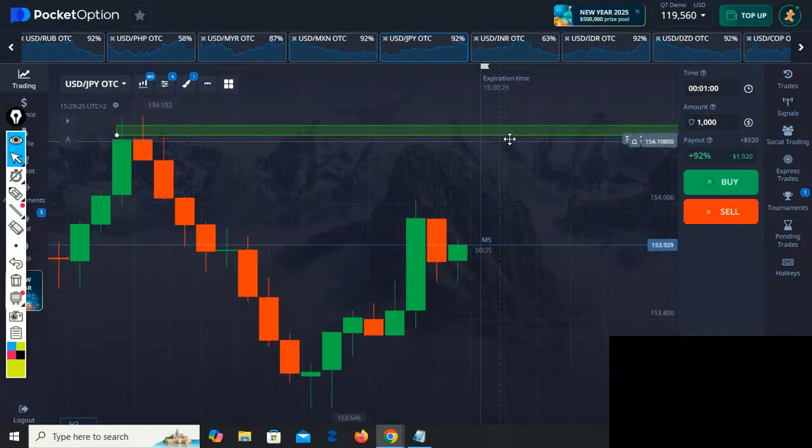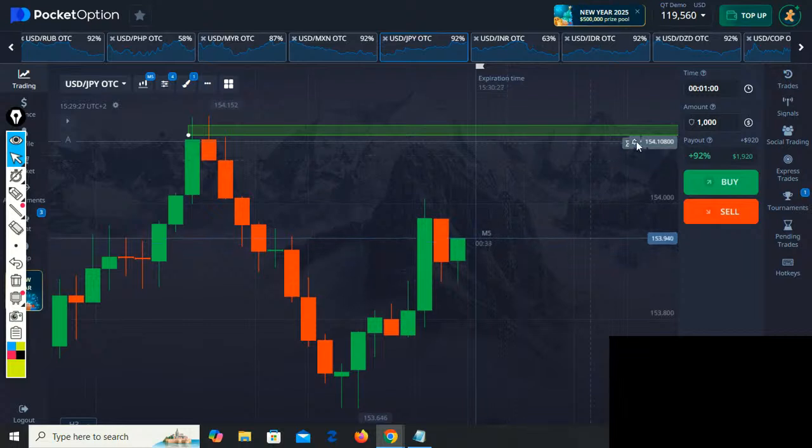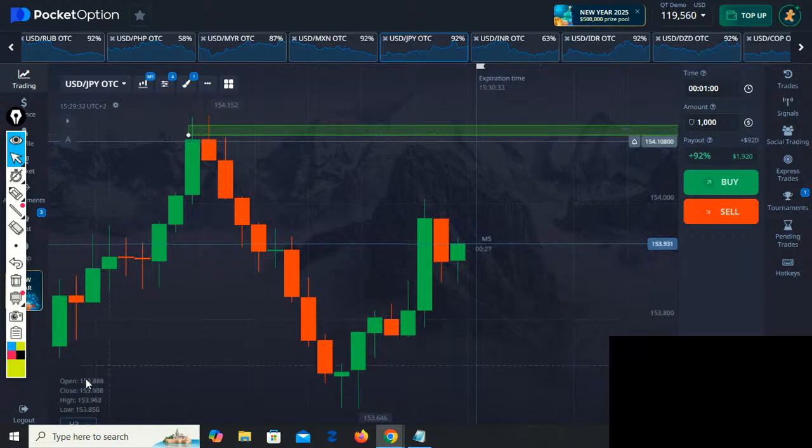Okay, you can use the alarm. It's very practical. It will show you a notification once the price reaches this area. It will notify you over here. You click on it. It will take you to the currency pair that you are looking at.